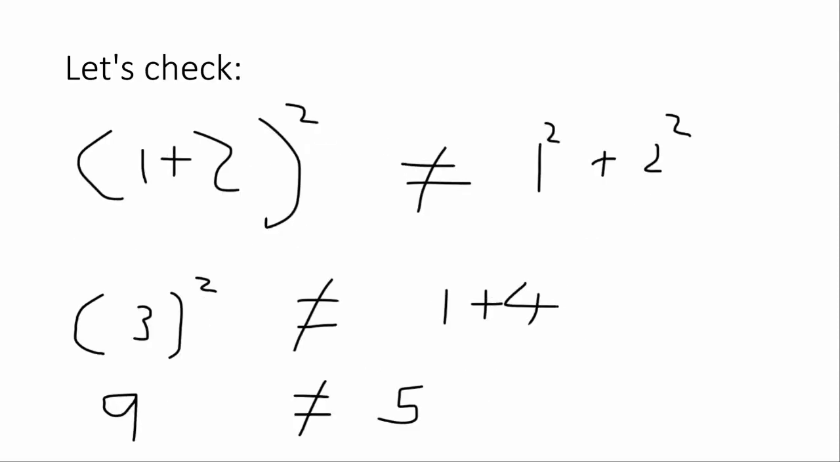Before we go further, let's just satisfy ourselves that this is correct by shoving some numbers in. 1 plus 2 all squared is not the same as 1 squared plus 2 squared, which would be 1 plus 4 equals 5. But 1 plus 2 equals 3 and 3 squared equals 9.